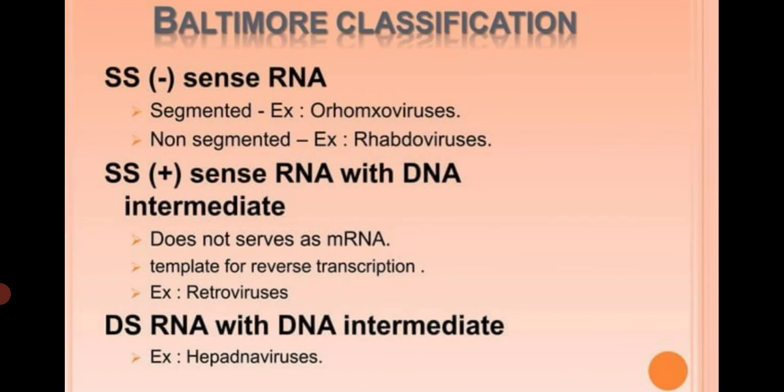Then the next group, negative sense single stranded RNA containing viruses. In this group, this RNA may be segmented or non-segmented. Segmented: orthomyxoviruses, non-segmented: rhabdoviruses, for example rabies virus.